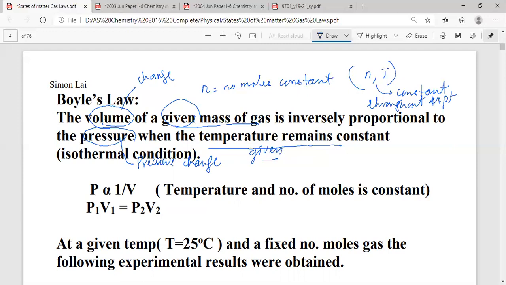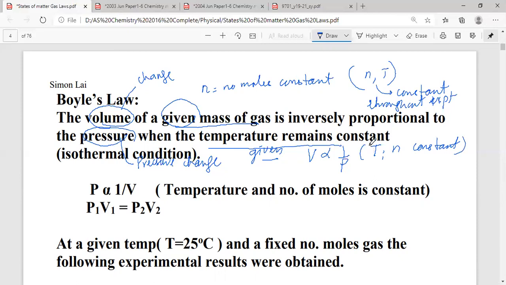But how does it change? Boyle's law states it this way: the volume of a given mass of gas is inversely proportional to the pressure when temperature is constant, which means that the volume is proportional to 1 over P. Temperature and number of moles constant. So how do they prove this?